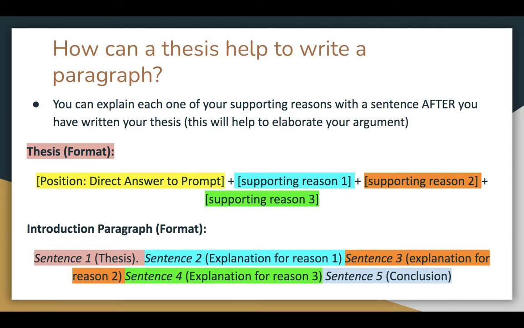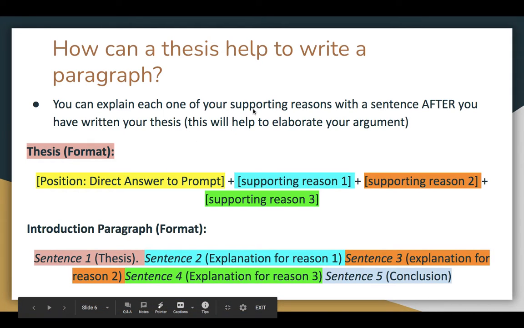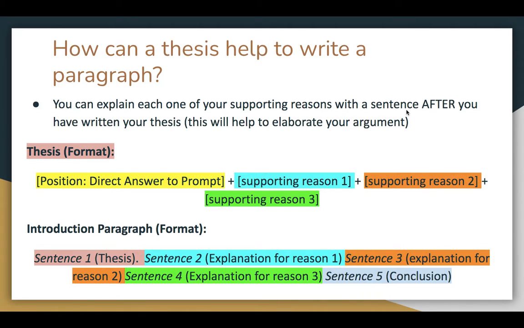So how can a thesis help to write a paragraph? Just like explained in the last bullet point, you can explain each one of your supporting reasons with a sentence after you have written your thesis. And this will help you elaborate on your argument. And so in here you have two formats. First, a thesis format, and you guys have seen this before. I just went over it also. And then in here you have an introduction paragraph format. And so this is ideally what a paragraph would look like for you at the end of this lesson.